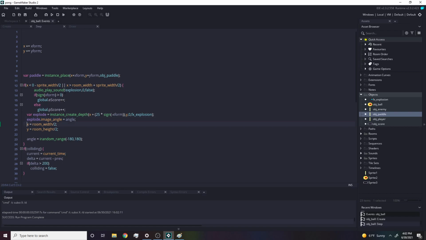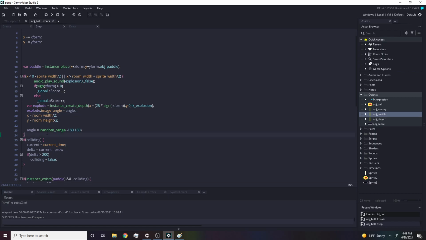And then once it's out of bounds and we've kept track of score and we've made the explosion animation and everything's good, then we will set the X and Y values to half the room width and room height, which is kind of the game screen, the game level. And then we're going to reset the angle to a random angle between -80 and 180 degrees.